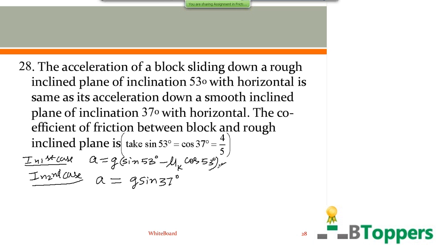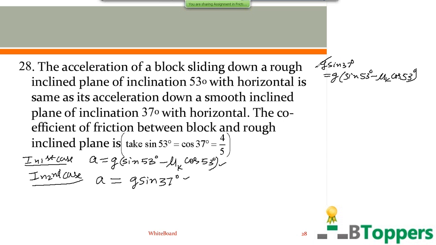Given that the magnitude of acceleration is the same in both the cases, you can equate the magnitude of acceleration in the two cases to find the value of coefficient of friction. So the magnitude of acceleration in the second case is g sine 37 degrees. That is the same as the magnitude of acceleration in the first case, that is equal to g into sine 53 degrees minus mu k into cos 53 degrees.